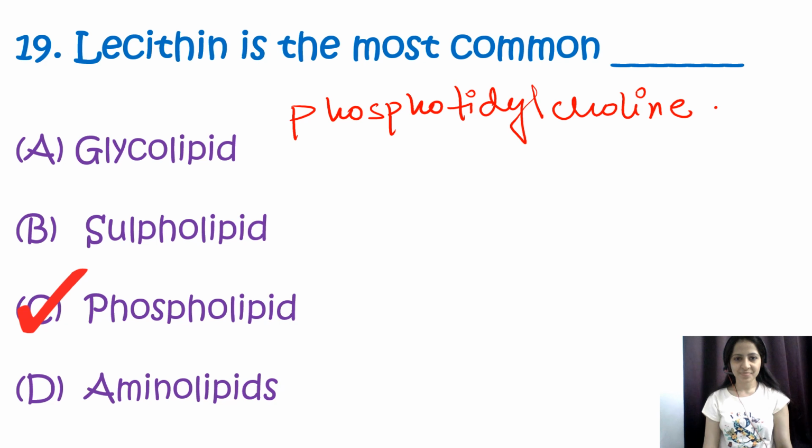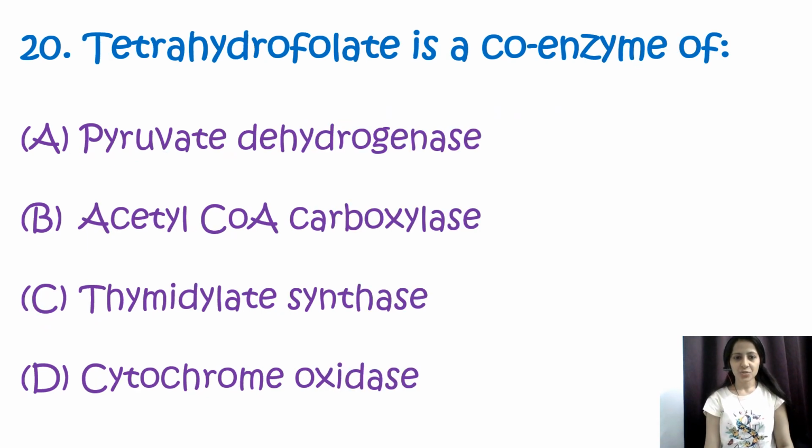Next question number 20. Tetrahydrofolate is a coenzyme of, so options are pyruvate dehydrogenase, acetyl coenzyme carboxylase, thymidylate synthase, and cytochrome oxidase. So over here my correct option will be option number C, that is thymidylate synthase. So tetrahydrofolate is a coenzyme of thymidylate synthase.